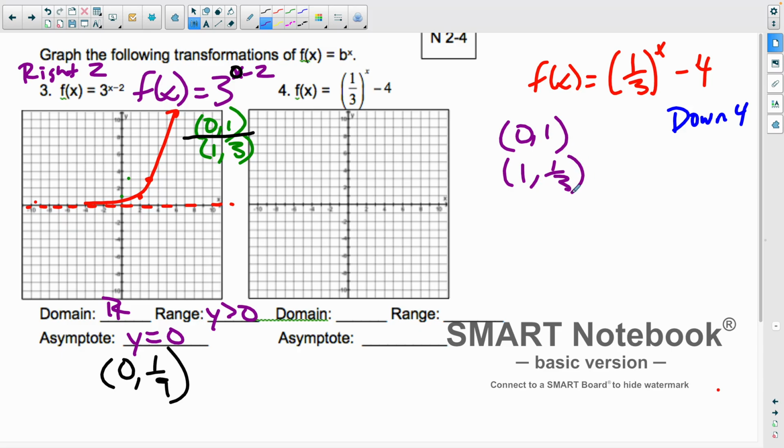Now, a while ago we used a different one. We used -1, 3. That would be fine. So if I'm lightly plotting these, 0, 1, and 1, 1/3, you could do -1 and 3, that's fine. But those are the final spots on those. What am I going to do with all those? Down 4. So each of those is going to be moved down 4. So down 4 here, down 4 there, down 4.